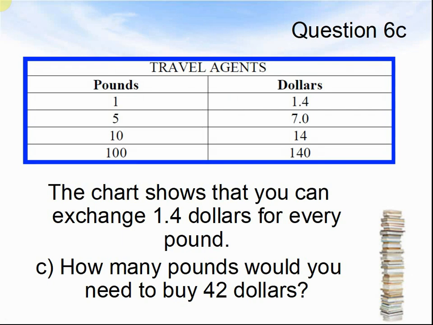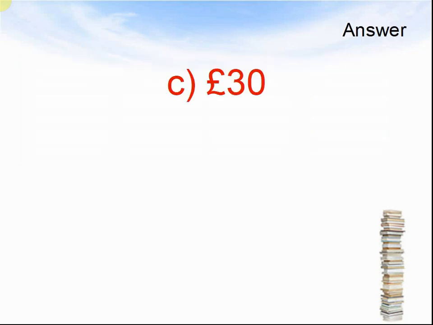The chart shows that you can exchange $1.40 for every pound. How many pounds would you need to buy $42? Pause the video until you are ready for the answer. Here comes the answer. The answer is £30.